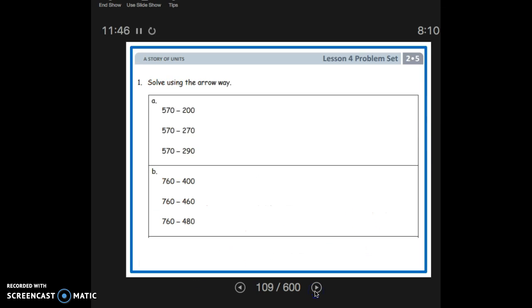So if you look at your problem set, it's showing you each one is a little different. So we're going to do the first one together, okay? 570 minus 200. Now we're not taking any tens or ones, so that means that all we have to do is take away from the hundreds. So it's 5 minus 2, get 370.